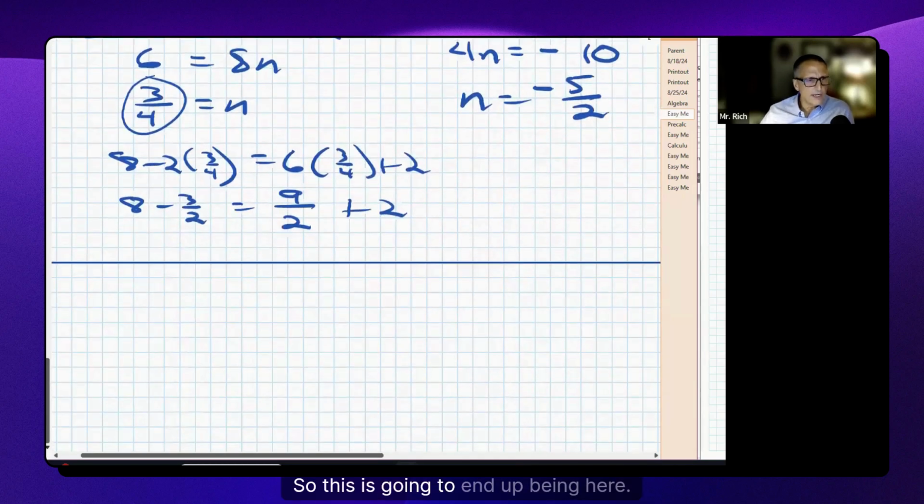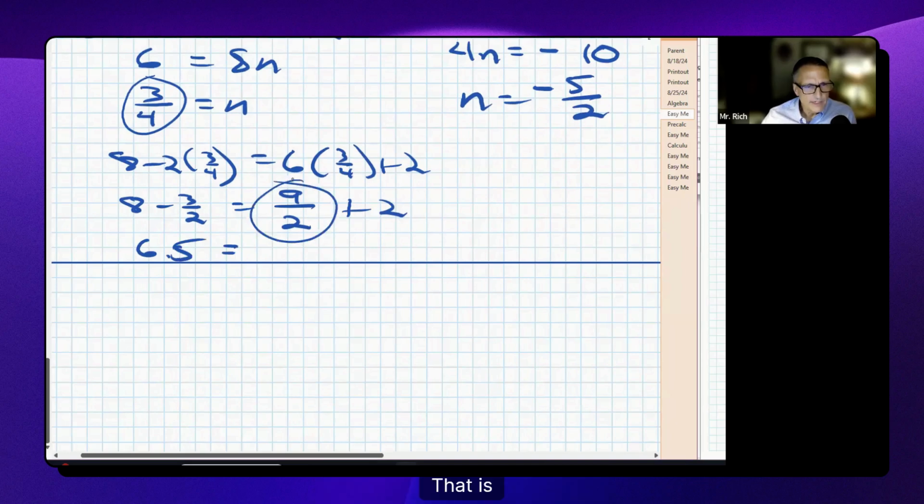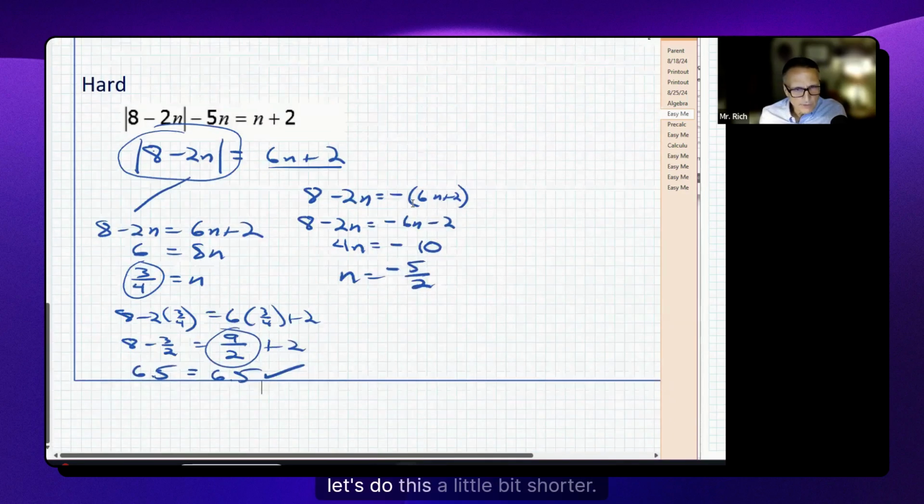So this is going to end up being here, 8 minus 1.5, that's going to give me 6.5. Let's convert that to decimal. That is 4.5 plus 2, going to give me 6.5. So it checks.